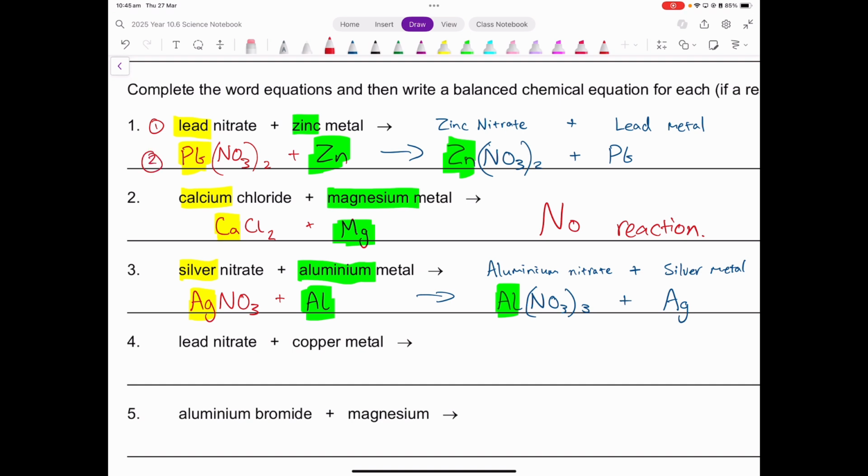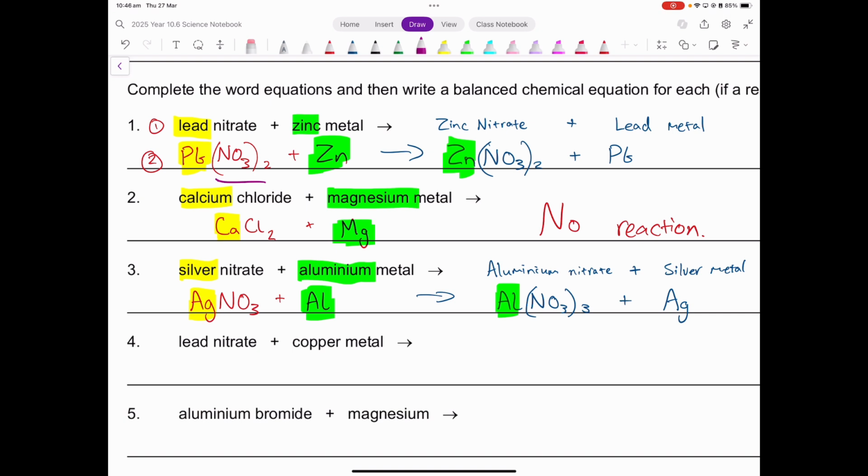And what we now have to do is actually to balance these 3. We always balance now. So you know what? Let's get into the practice of it. So I'm going to use a purple pen just to underline. So I've got 1 lead on the left. I've got 1 lead on the right. Is lead balanced? Yes. I have 2 nitrates over here.